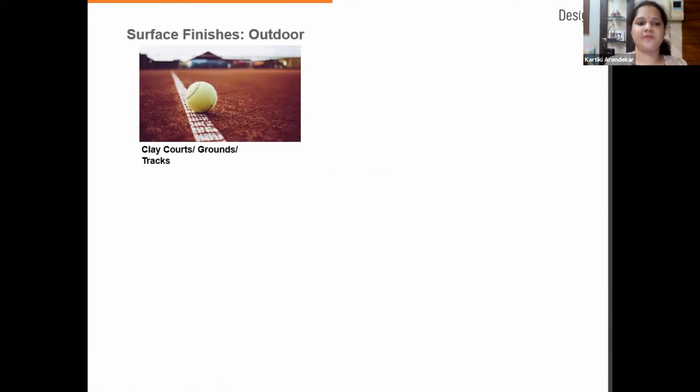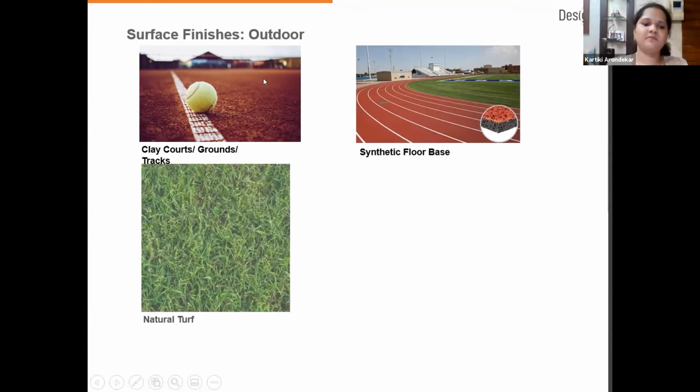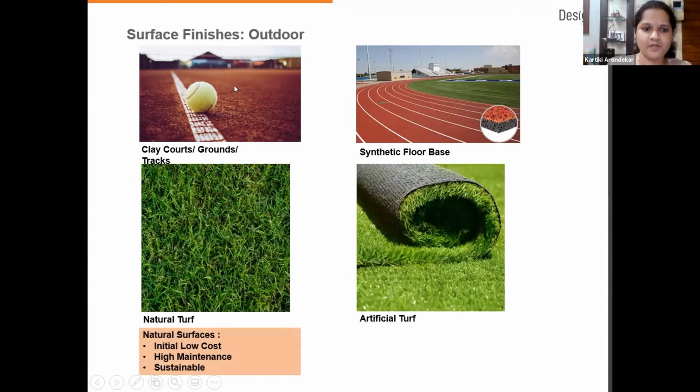So what surface finishes are we looking at? We are looking at natural versus artificial. So clay courts, clay ground, clay synthetic flooring, and you have natural turf versus artificial turf. What goes into it? Natural surfaces initially have low cost but a lot of high maintenance: maintaining the grass, cutting the grass, trimming the grass, maintaining the quality of the clay, compactness of the ground, hard surface, or like crackless or with crack. That kind of detailing goes into the preparation. It is high maintenance, but I find this is the sustainable way.